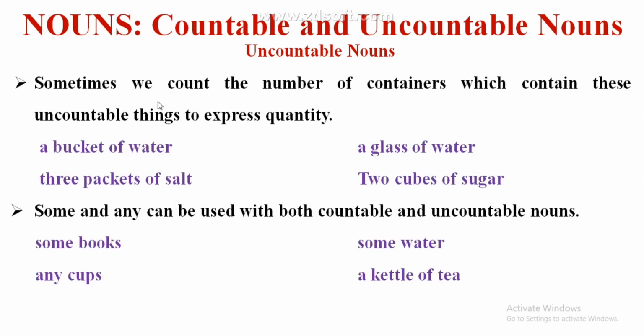Sometimes we count the number of containers which contain these uncountable things to express quantity. Example, a bucket of water, 3 packets of salt, a glass of water, 2 cubes of sugar. Some and any can be used with both countable and uncountable nouns. Example, some books, a kettle of tea, some water, any cups.